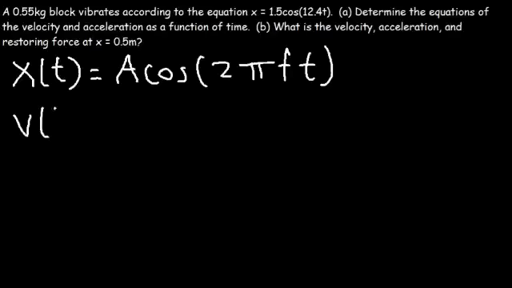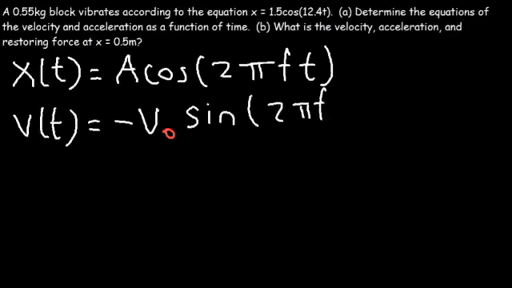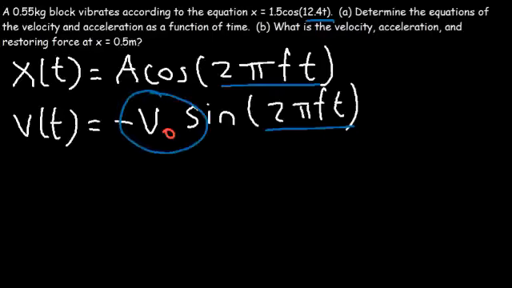Now, the velocity function, we said it was negative V0, which is Vmax, times sine 2 pi ft. So notice for the velocity function, we don't need to change the inside part of the sine and cosine function. So 2 pi ft is 12.4 t. So that's going to be the same for the velocity function. All we need to find is the maximum velocity. So let's go ahead and do that.